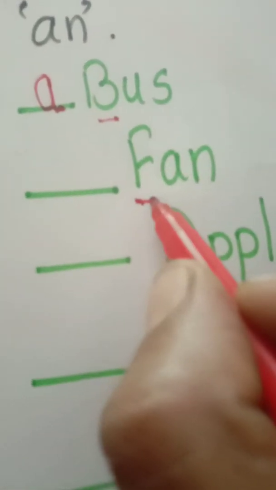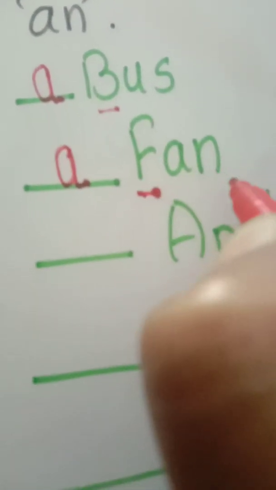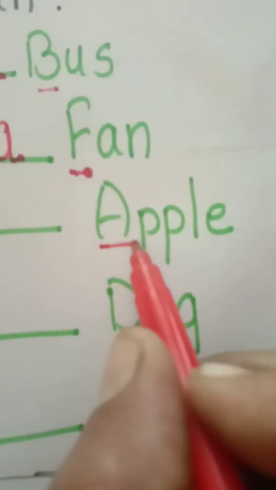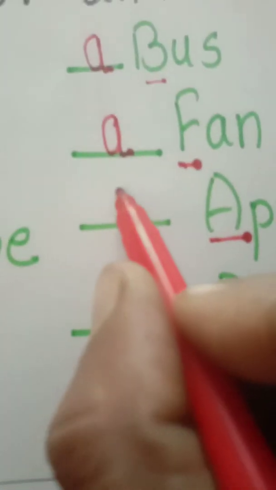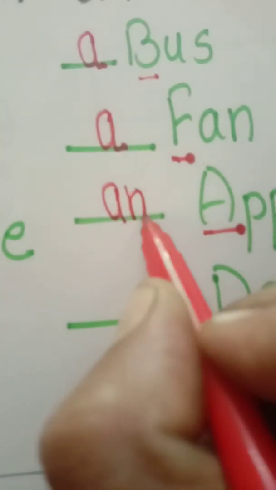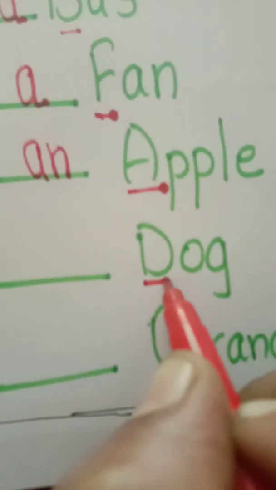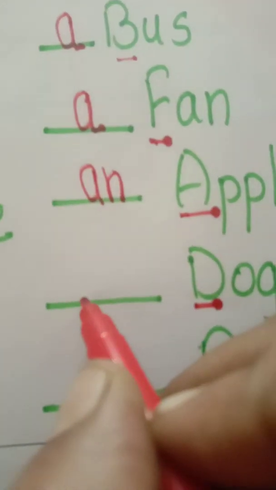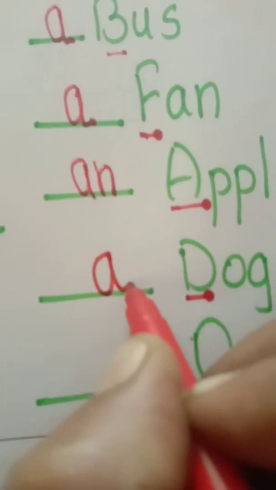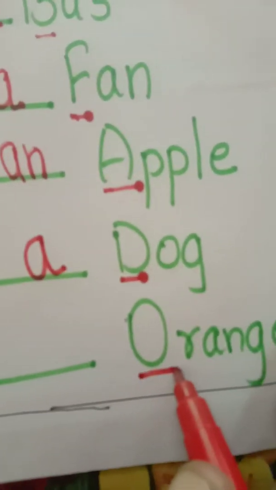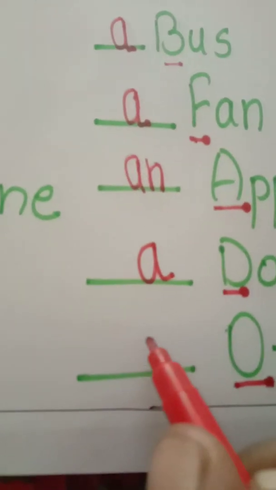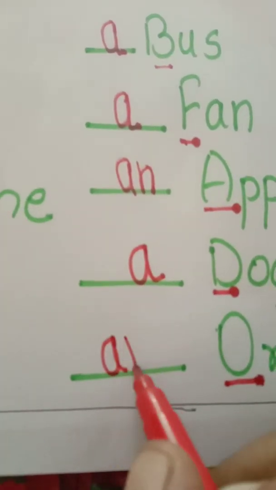Fan. F is also a consonant, so you have to write a in front of fan, and it becomes a fan. Now here is the spelling of apple. A is a vowel. Okay, so you have to write an in front of apple. This is D-O-G, dog. D is a consonant. So always write a in front of the consonant. Now we come across the word orange, which begins with the letter O, and O is a vowel. So you have to write an.